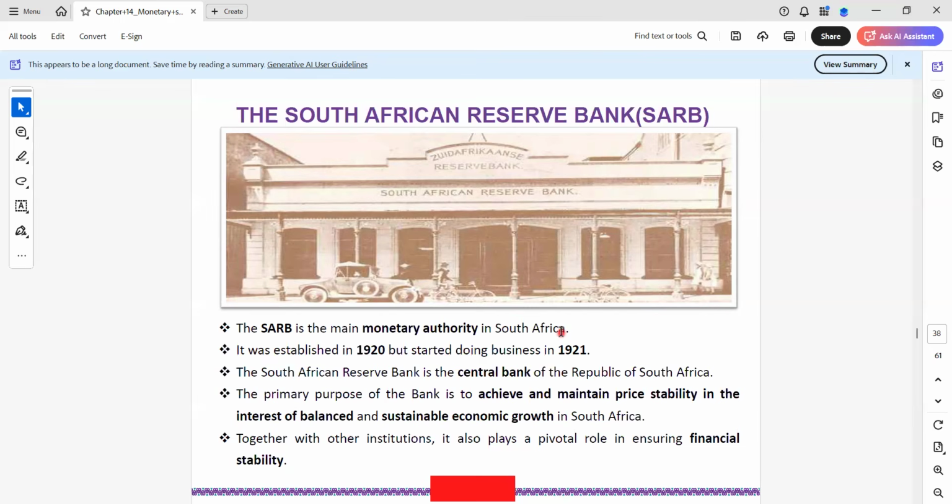The purpose of this bank is to achieve and maintain price stability in the interest of balanced and sustainable economic growth in South Africa. So the primary purpose is to achieve and maintain price stability and sustainable economic growth. Price stability, I just want to explain this, guys.